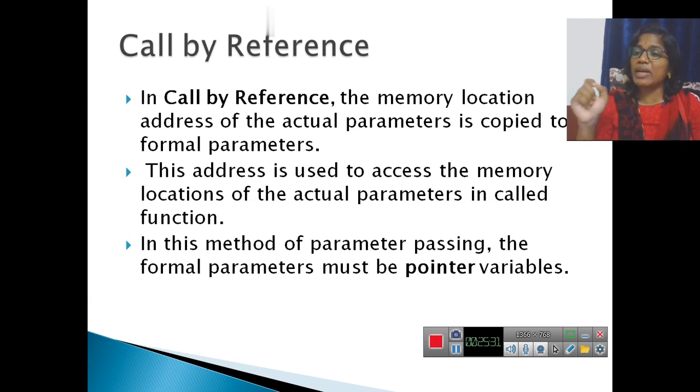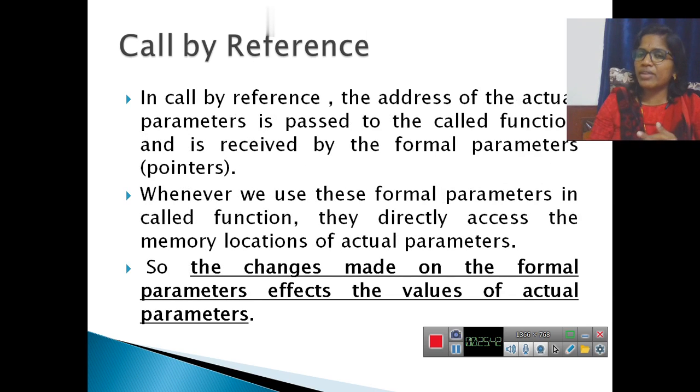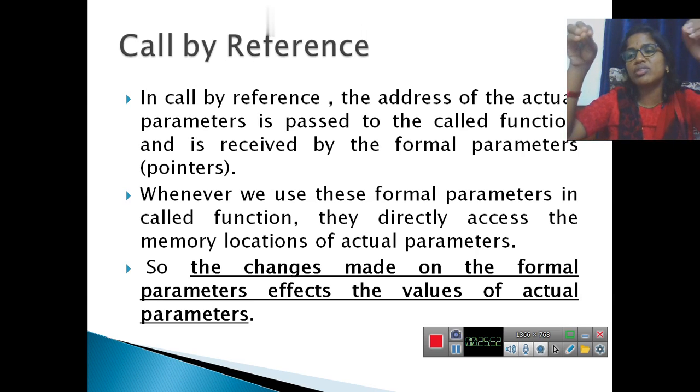Okay, the formal parameters must hold the address. So in call by reference, the address of the actual parameters is passed to the called function and is received by the formal parameters using pointers. So the address is passed to the formal parameters, directly giving the keys to them. You come and do any work at my home, simply. So that means the work will be done.